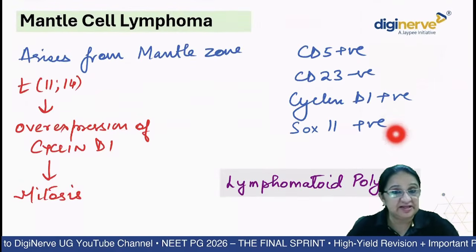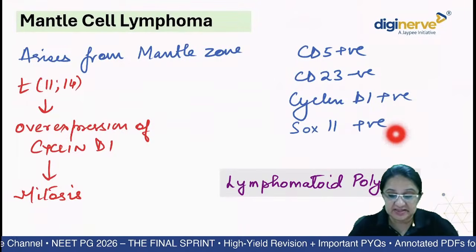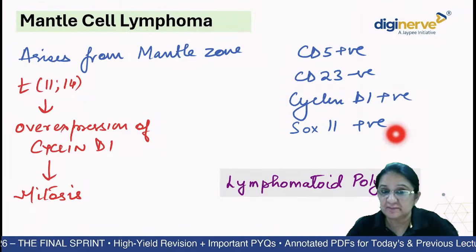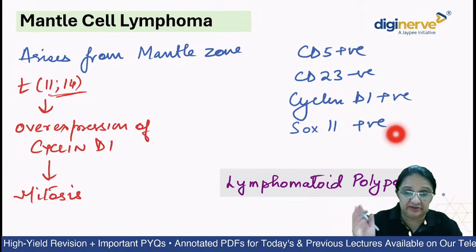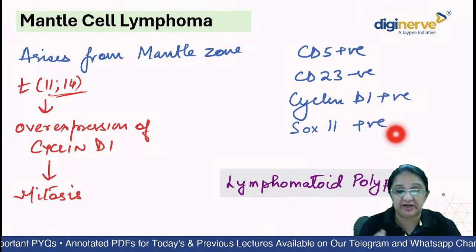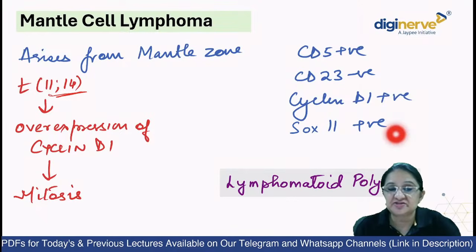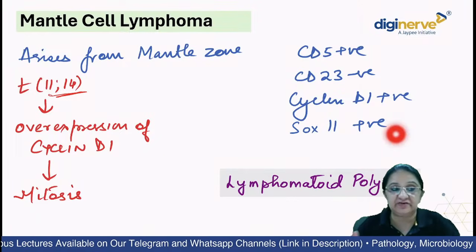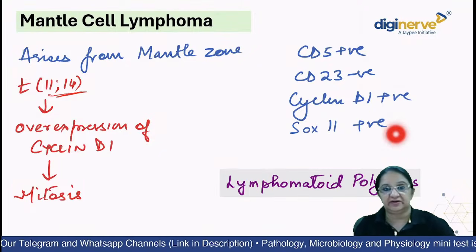Now coming to the next NHL, that is your mantle cell lymphoma, arising from the mantle zone, the zone surrounding the germinal center. Translocation 11;14. Don't worry, I will tell you how to remember all the translocations because these translocations are very important. These days, what will they give you? They'll give you a big case history and they will ask you about the genetic defect. So you will have to identify the diagnosis and then the genetic defect, right?